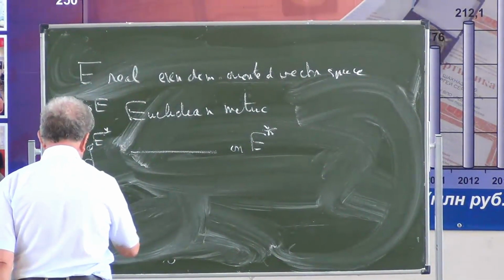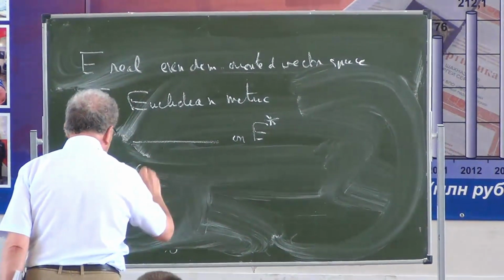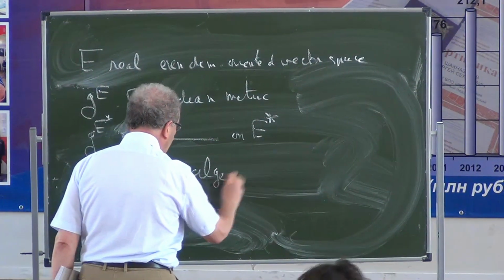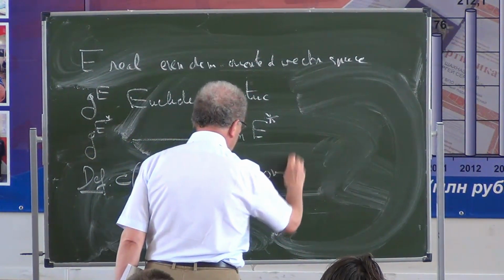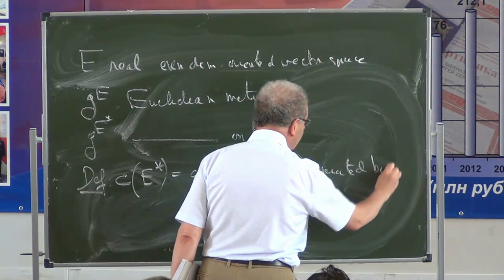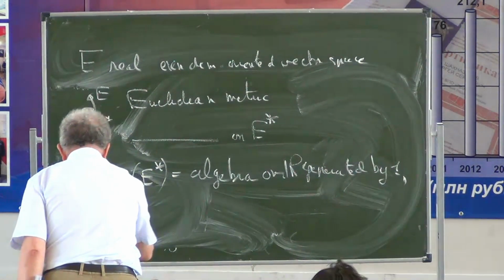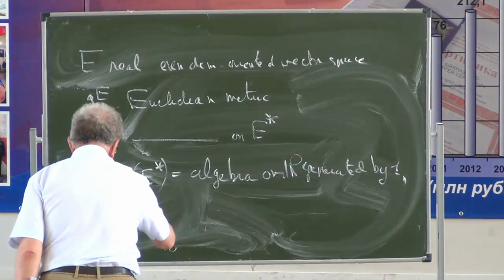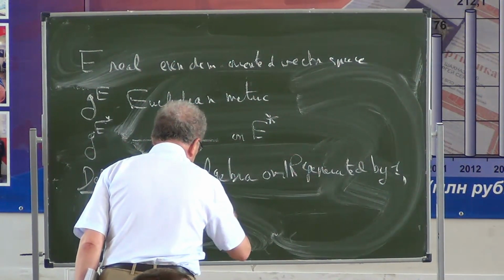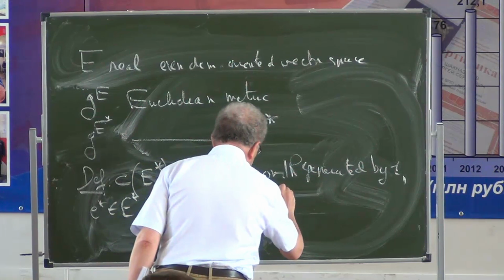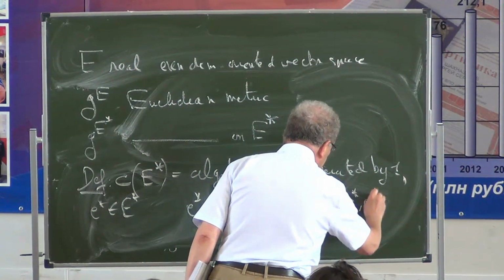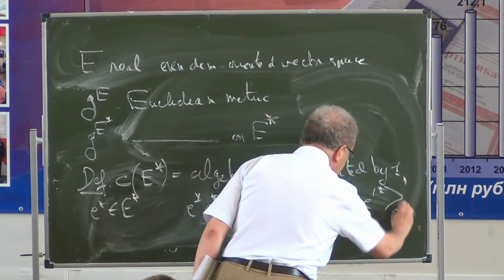And we defined, okay, I will define directly the Clifford algebra of E*. I remind you that this is the algebra over R generated by 1 and e* in E*, with the commutation relations e* e'* + e'* e* equal to minus 2 g_E*(e*, e'*).